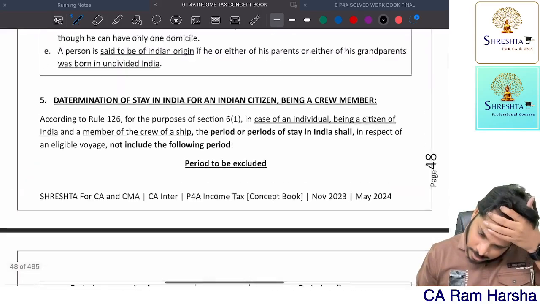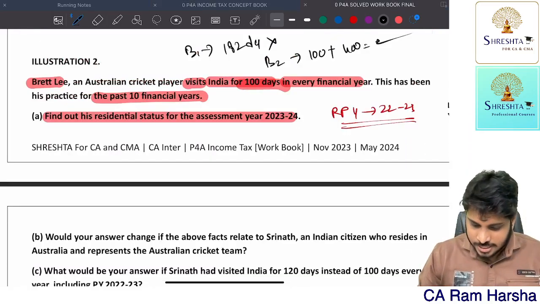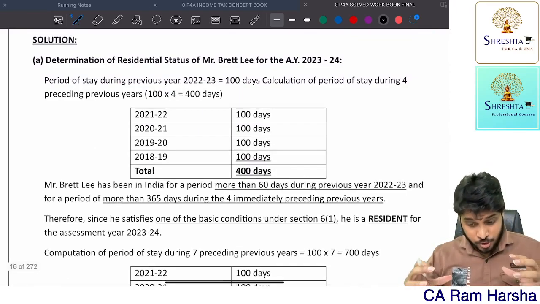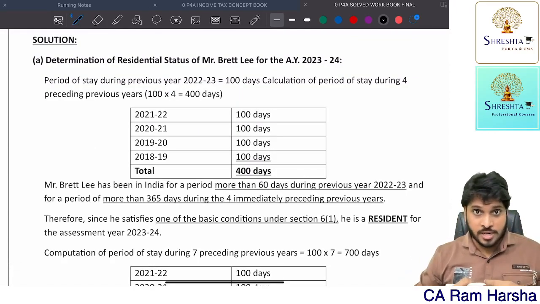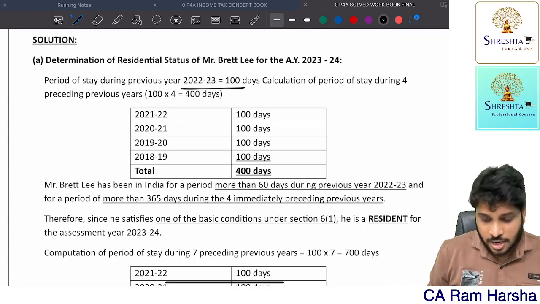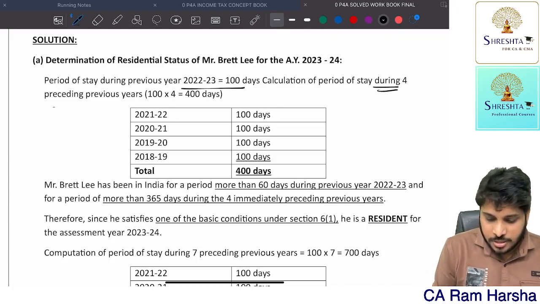Now, you can see the answer. Here we have given clearly. See, you can even put a table like this and present in exam. You will get decently very good marks. So period of stay during the current year, 100 days. And period of stay during the past 4 years.